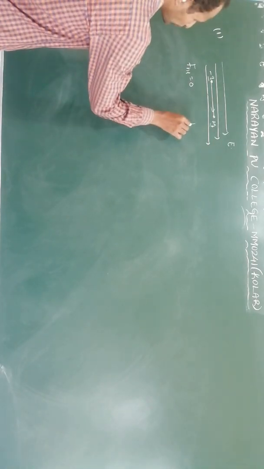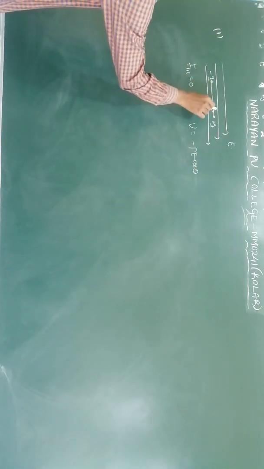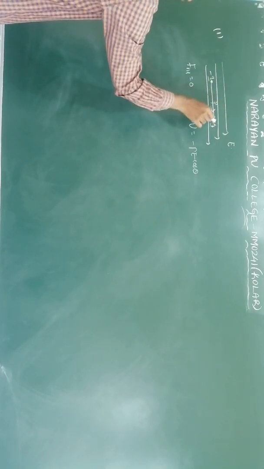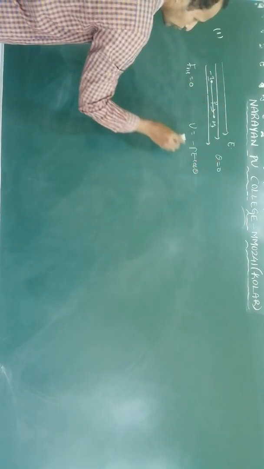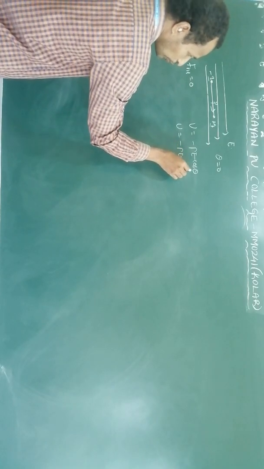They ask the potential energy. The potential energy formula is U is equal to minus PE cos theta. What is the angle between the dipole moment P and E? Both are parallel, so theta is equal to 0. So U is equal to minus PE cos 0, which is 1. So it is the minimum. If you get positive, then it is the maximum.